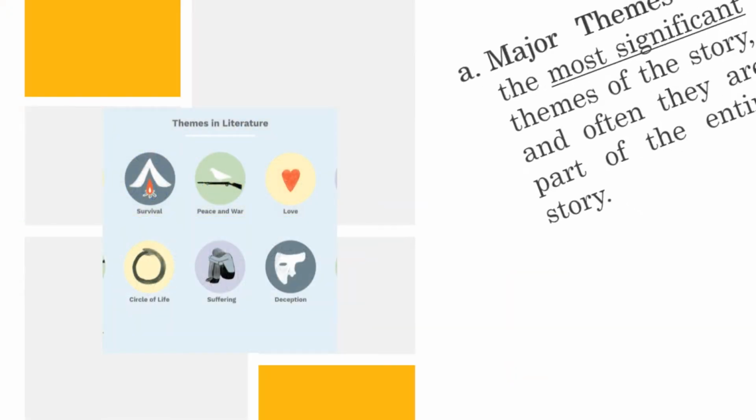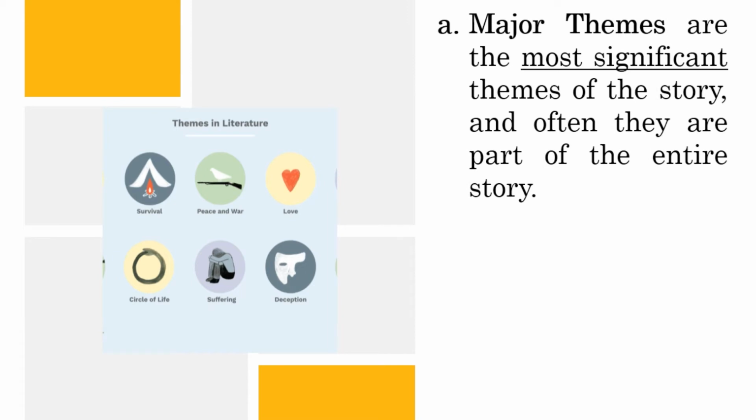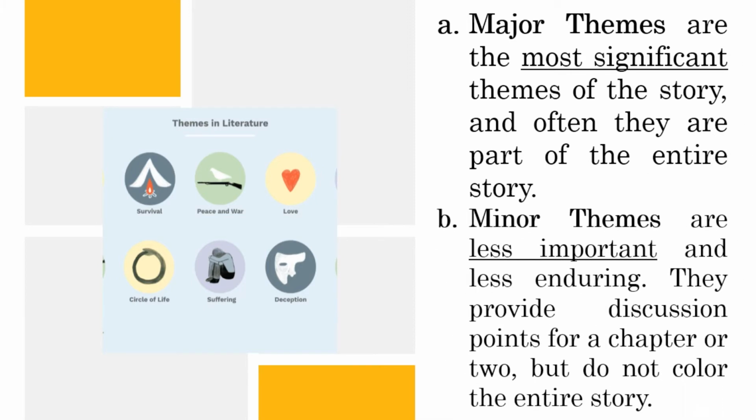Major themes are the most significant themes of the story, and often they are part of the entire story. A book on war would have the major theme of war's effect on humanity, whereas a romance novel would have the major theme of love. A major theme is an idea that a writer repeats in his literary work, making it the most significant idea in the work. Minor themes are less important and less enduring. They provide discussion points for a chapter or two, but do not color the entire story.